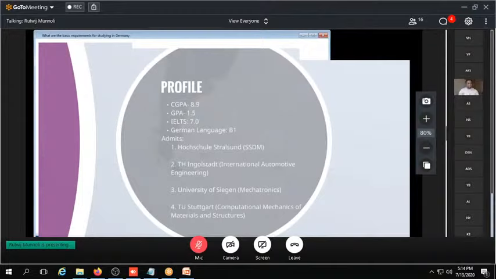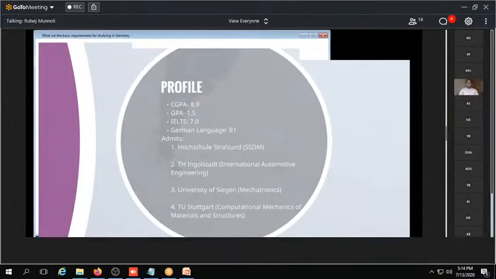Before moving towards the presentation, I would like to show you my profile with which I started my application process and succeeded in it. You can take a screenshot of this slide for your record. So this is my profile. I achieved a CGPA of 8.9 during my bachelor's. When you convert this CGPA into German grades, it's around 1.5. And I've achieved an IELTS score of 7 band.